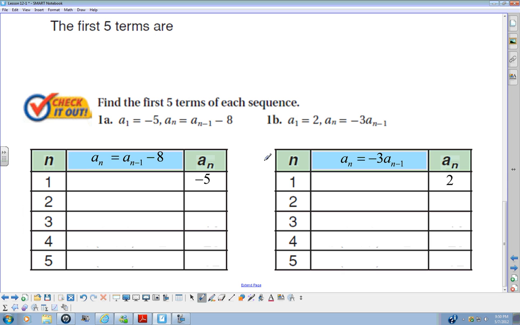So if we were looking at, let's check it out here, 1a. It says the first term is negative 5, and to find the next term, we're going to do a sub n equals a sub n minus 1 minus 8, which means we're just going to replace a sub n minus 1 with the previous answer. So to find the second term, I will do negative 5, which was my previous answer, and subtract 8 and get negative 13. And we'll take negative 13, put that in for a sub n minus 1, subtract 8, get negative 21, and so on.